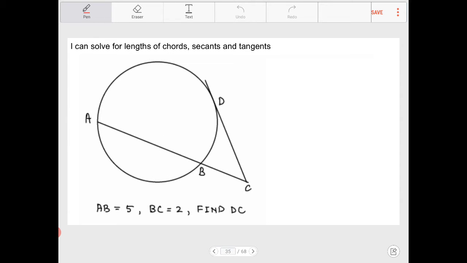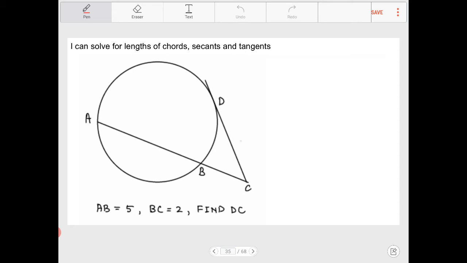All right. Now we're getting to the meat and potatoes of the lesson. So here, okay, upon inspection, I noticed that I have a secant and I have a tangent line. I have secant line ABC and I have tangent line DC. So what we have to do is find the length of DC. Pause the video to see if you can apply this.